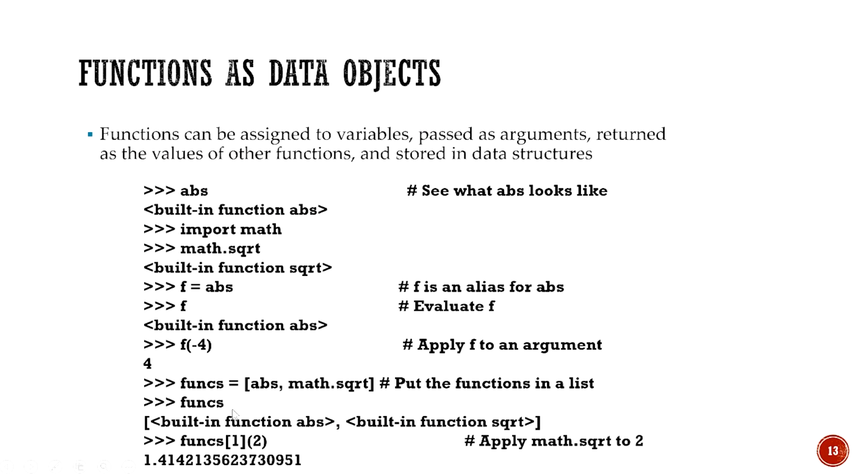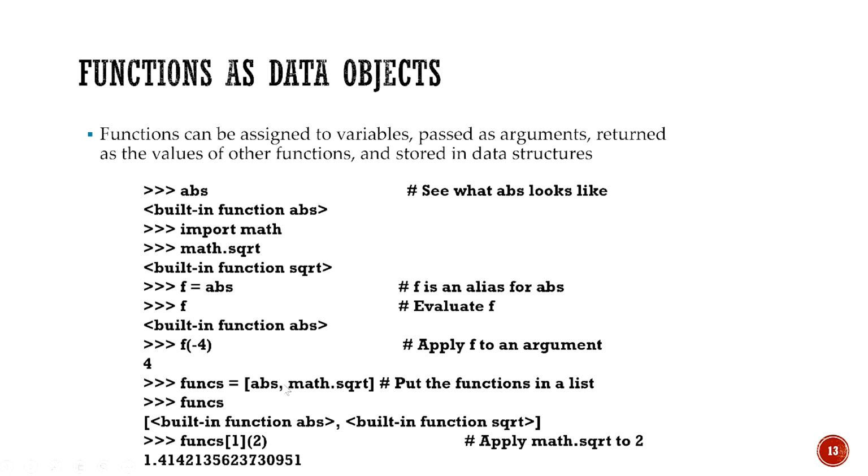We can also have a list. Let's say we define a variable, funcs, and it's a list because we are using square brackets, and we put the functions in that list. So this list has two items, absolute value and the square root. To get access to these functions, we need to specify their position.